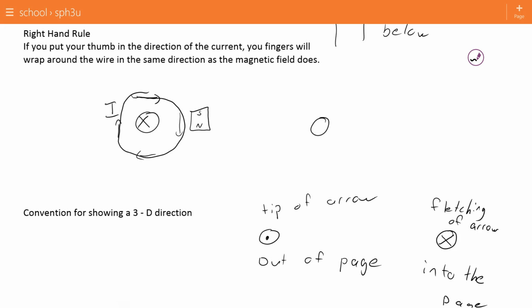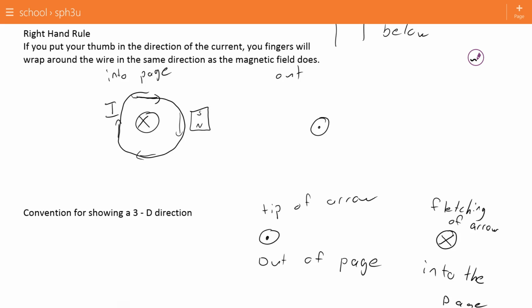Alternatively, here we have the symbol for out. Remember, the other one means into the page. What this means is the current, you can imagine, is shooting straight out of the monitor and right into your eyes. Very exciting.